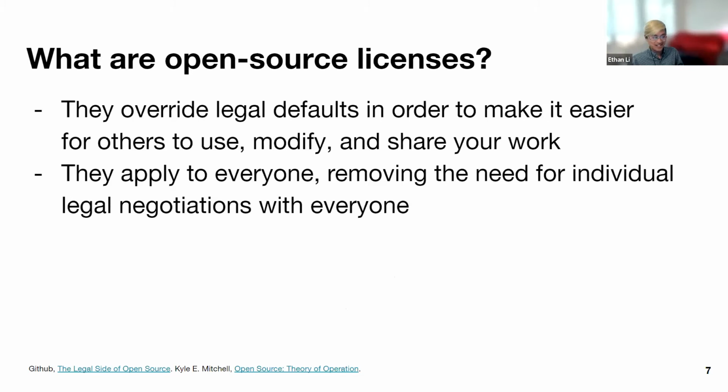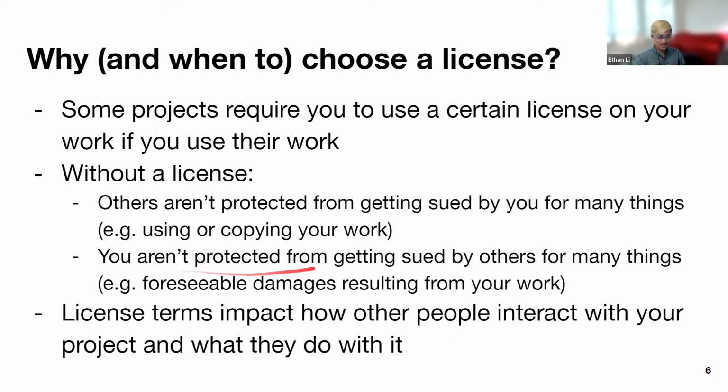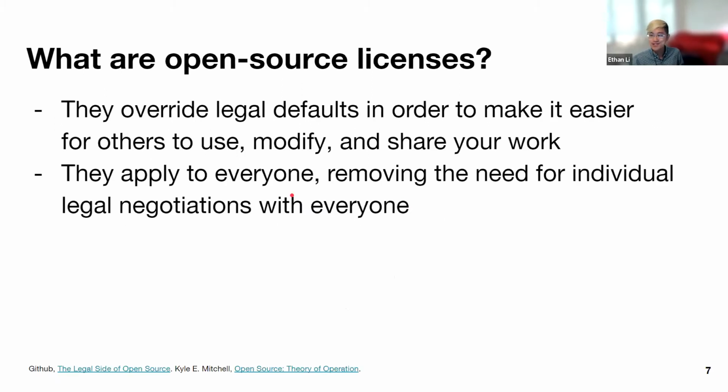Right. So open source licenses are a type of license which overrides some of those legal defaults listed here in order to make it easier for other people to use, share, and modify your work. These licenses are blanket licenses. The legal term is public licenses, which means they apply to everyone. That means that you don't have to do a separate legal negotiation or contract with every person who wants to use your work. You can just upload one thing and it applies to everyone, and they don't have to ask for permission to do those things. If they want extra permissions, they would still have to contact you. But this would probably apply to almost everyone who would be looking at your project.